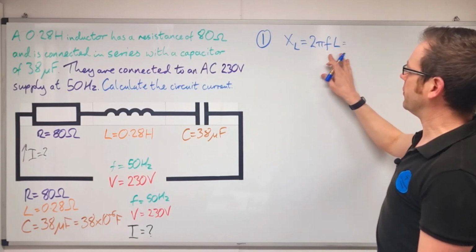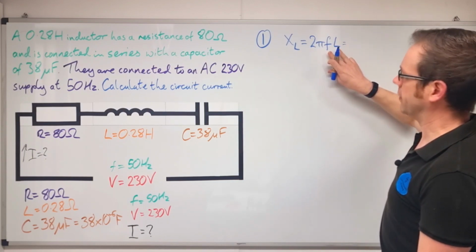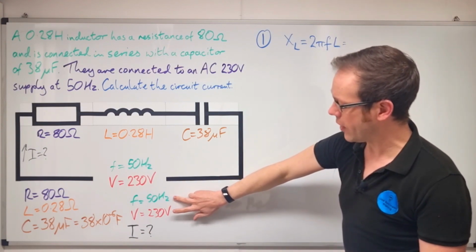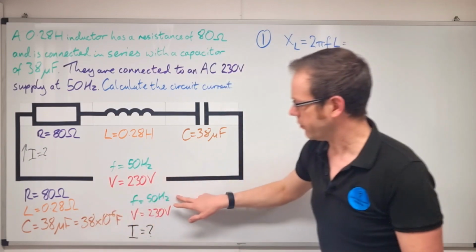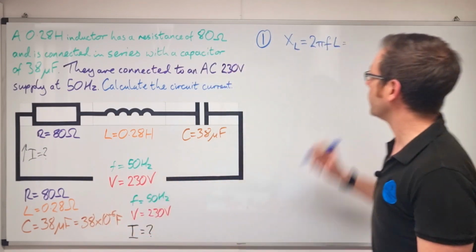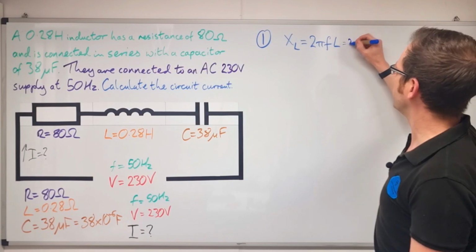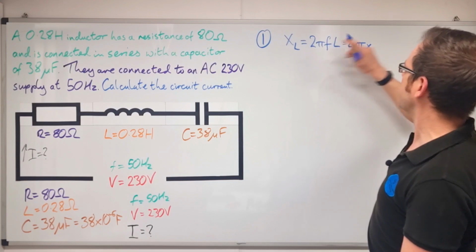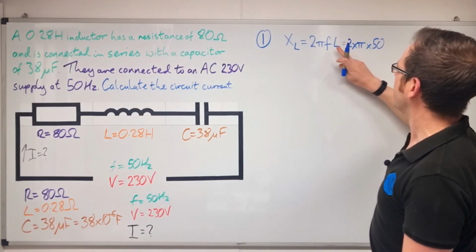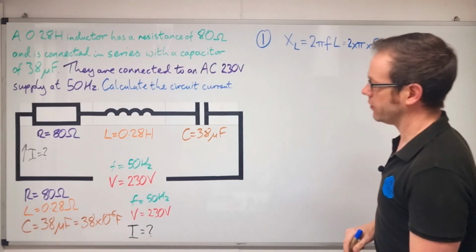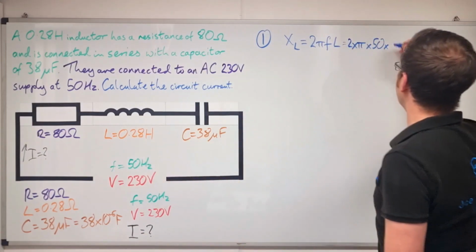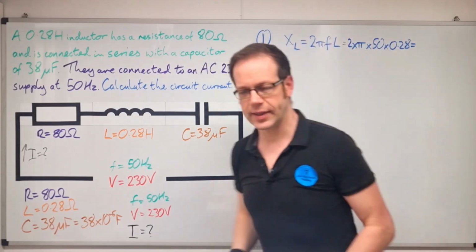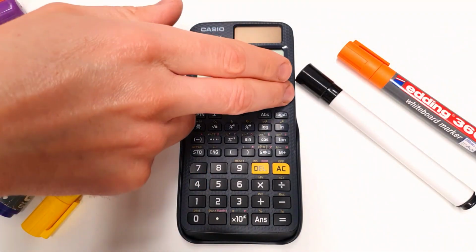So again, think about our cooking analogy. Here's a couple of ingredients that we don't know in this equation. However, we're going to go back down here and you can find those. So we've got F and we've got L. So we've got the frequency and we've got the inductance. So we can put those into this equation. So 2 times pi is just a constant, so that stays the same. We times it by the frequency of the circuit, which is 50. And then we times it by the inductance of the circuit, which is 0.28 henries. 0.28. Okay, so we'll head over to calculator cam and put that into the calculator.